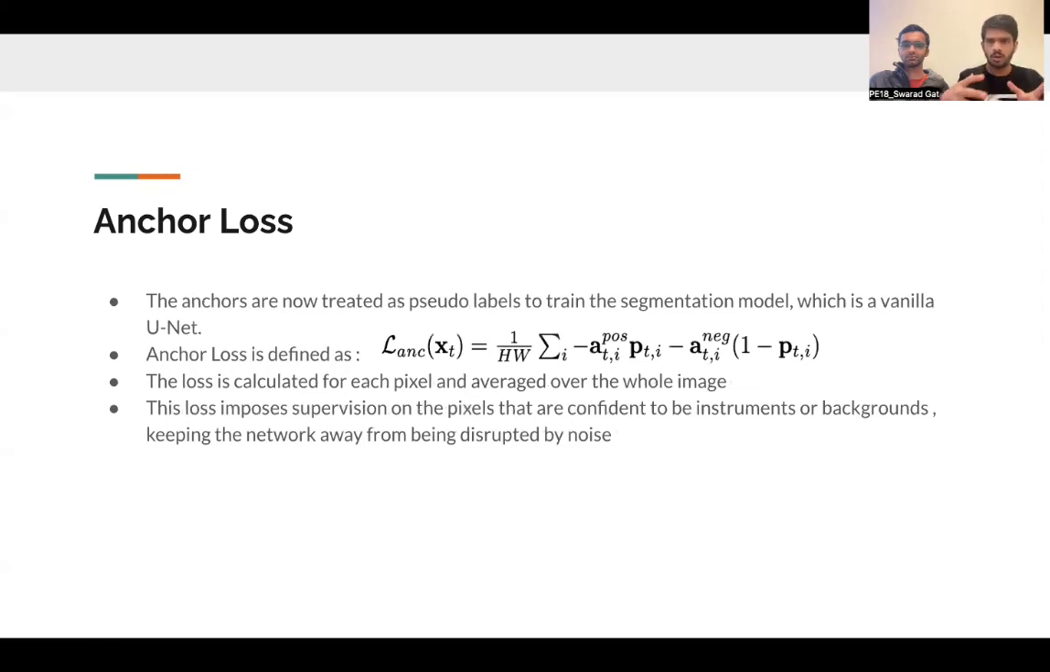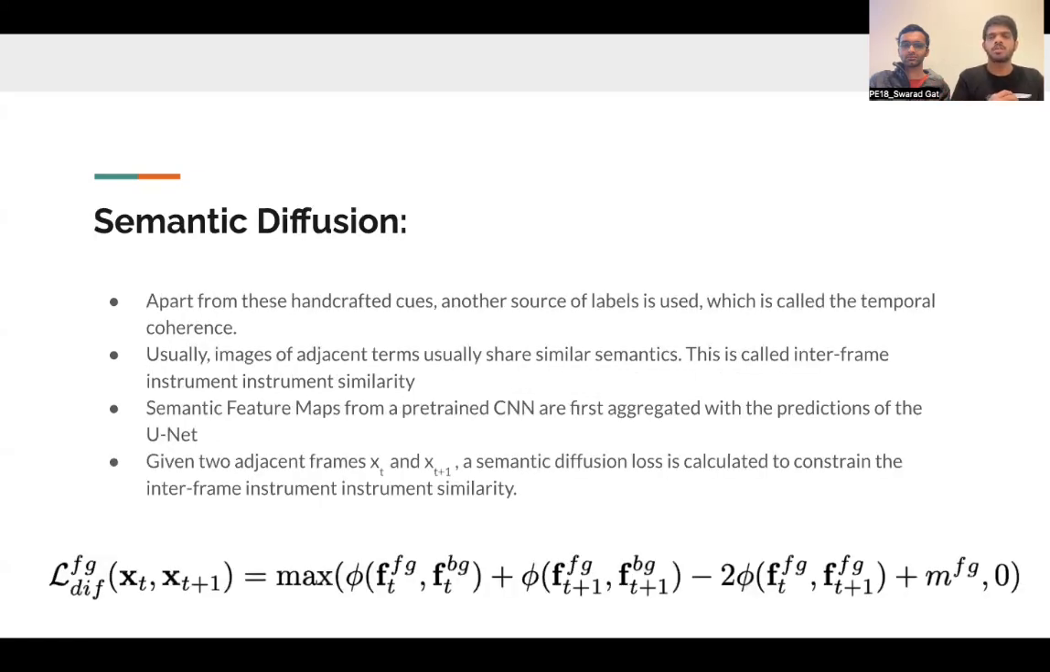So the anchor loss, this is the loss that we need to minimize. After generating the positive and negative anchors, we calculate the anchor loss, and we train our model based on this loss. Apart from the anchor loss, we also have a semantic diffusion loss.